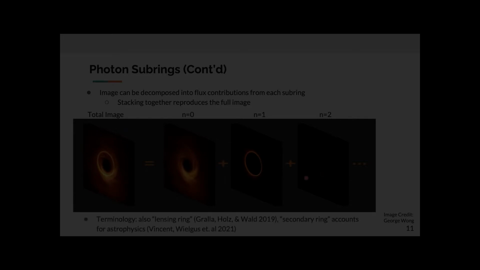Now, it's worth noting that there is some distinction on terminology that can be used here. We've been saying photon ring and photon subrings, but there are other ways to refer to these rings as well. Some refer to the low order subrings as lensing rings, or lensing ring, and a recent paper from Vincent and Wilgus uses the term secondary ring to account for the brightness that occurs specifically from the astrophysics.